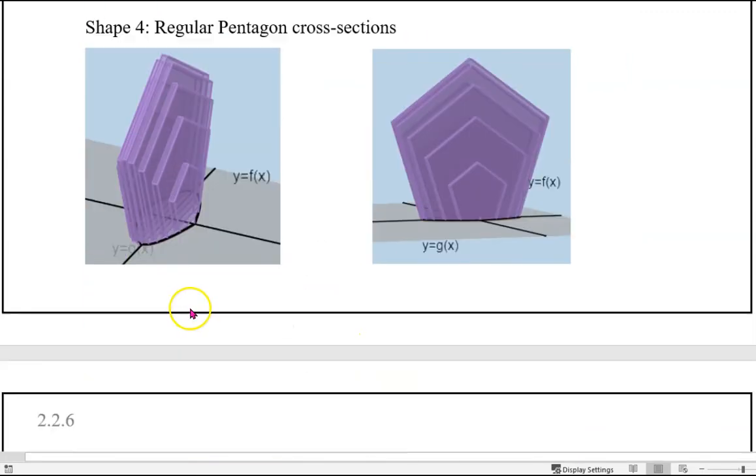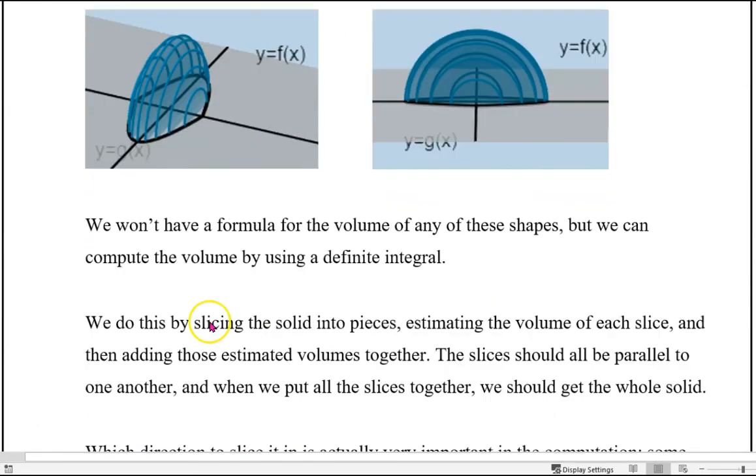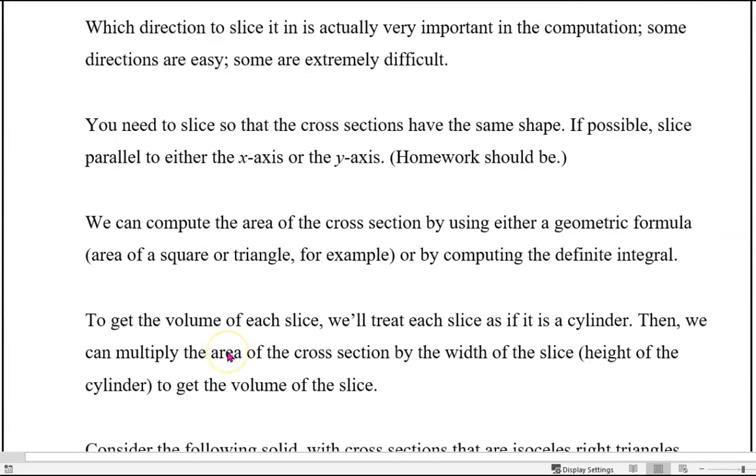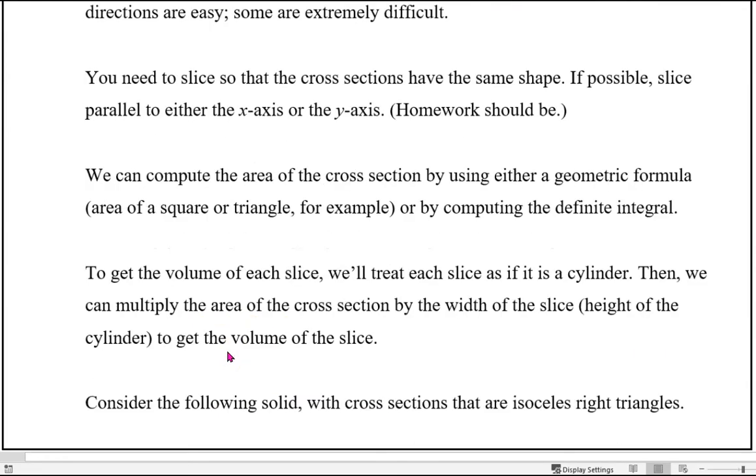That's what we're going to do. We're going to treat each slice as if it were an individual cylinder. We're going to compute the volume of that cylinder, and then we're going to add them all together. In this way, we can estimate the volume of the solid.